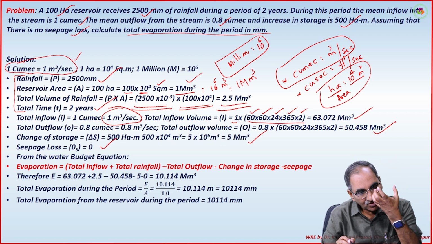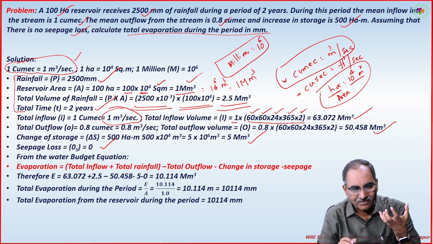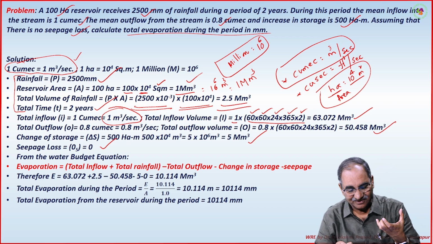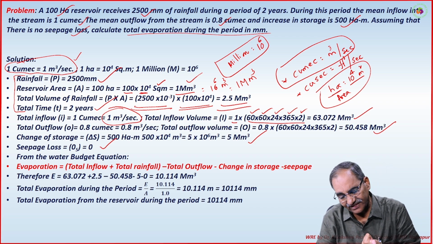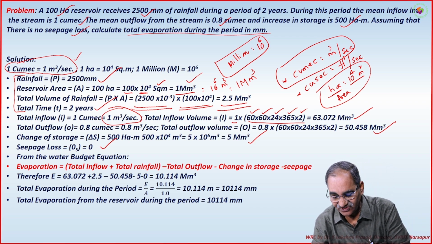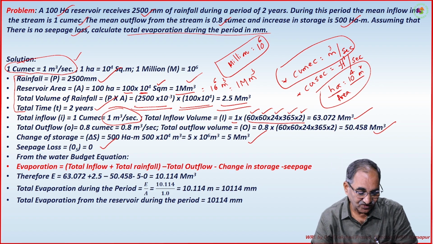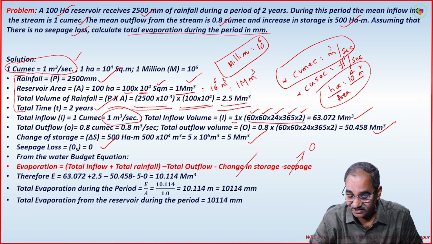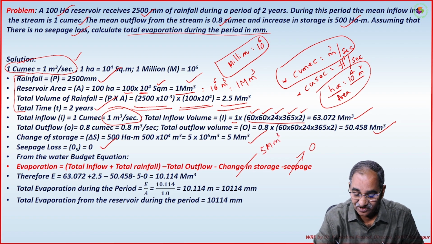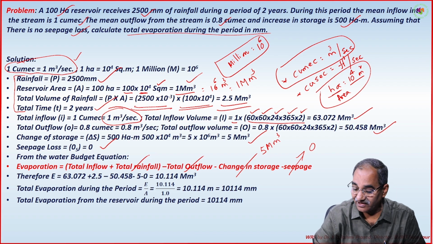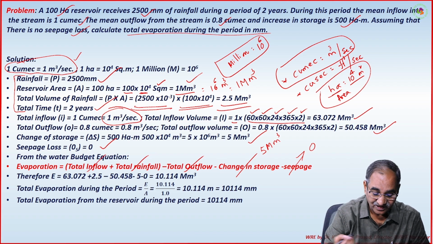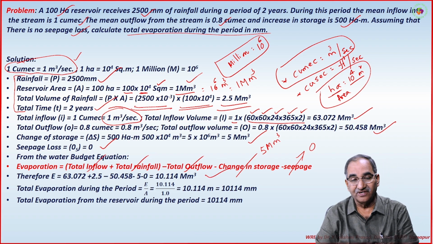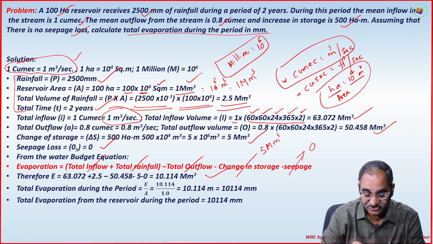So what is the water budget equation? Evaporation is equal to total inflow, where total inflow means inflow plus precipitation, minus total outflow, minus change in storage, minus seepage. Seepage anyhow he has given as 0. Change in storage is how much? 5 million meter cube. Right? Total outflow we got. Total rainfall is already known. Total inflow is known.